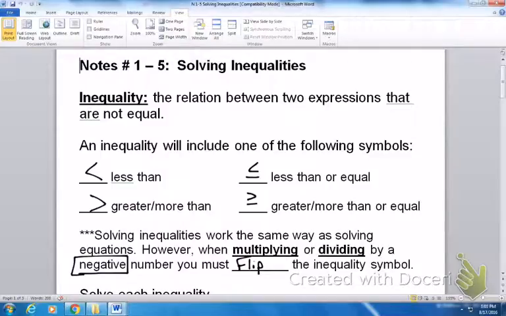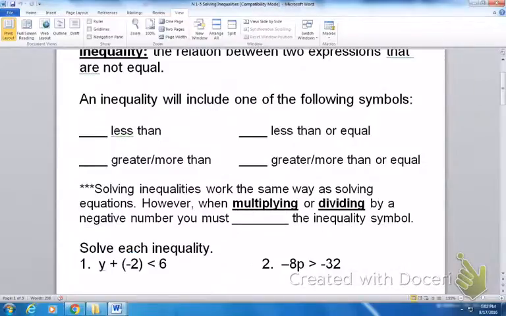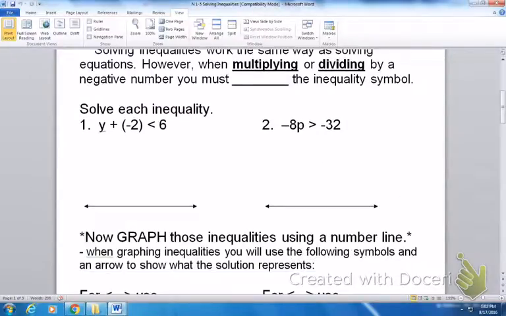So let's try a couple of these real quick. You're going to notice at first that it's going to be exactly like what we've done. It says solve each inequality, and then there's a number line below it. We're going to graph it in just a minute. So first, we have to solve it. So that's exactly what we've been working on. Hold on, let me move this down just a little more.